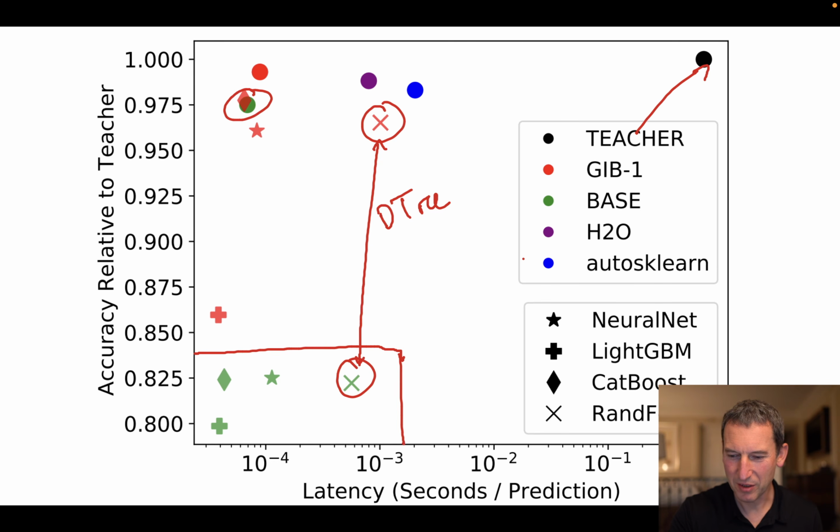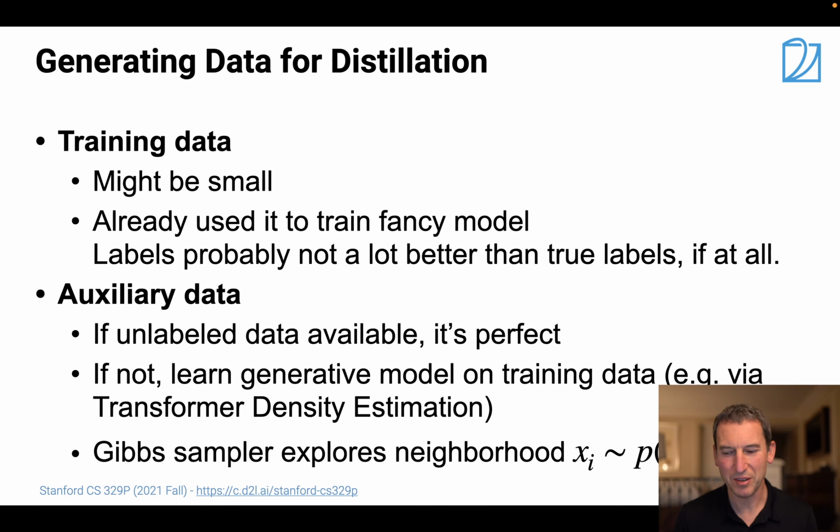Actually, correction, this green circle here is the model that you get by combining all the various models. So this is basically an AutoML model combination, and that does really well. This is if you use the Gibbs sampler to augment the data. So let me actually explain what that augmentation is all about.